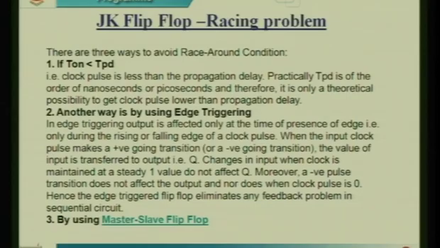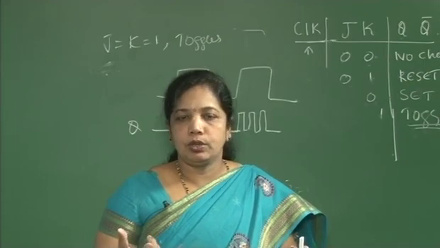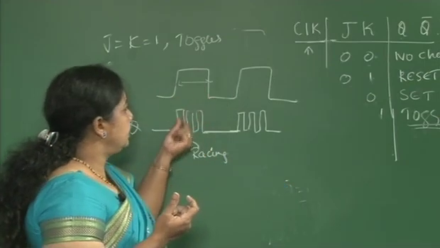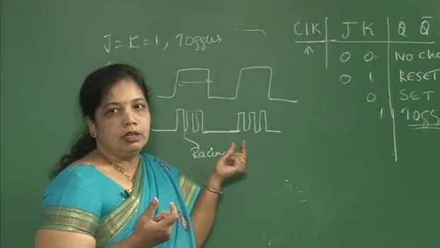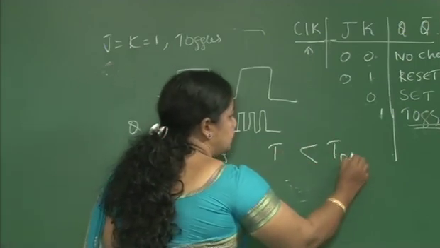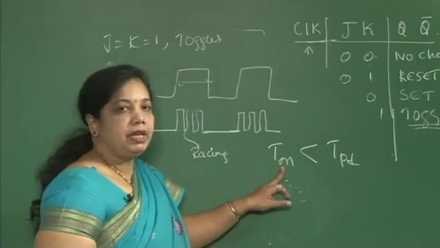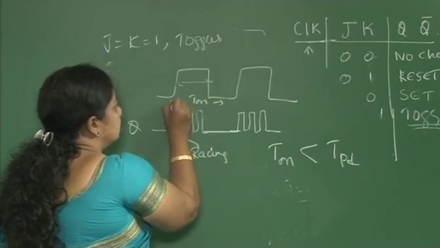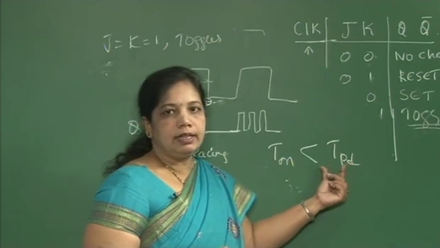So there are three methods wherein I can avoid this race around condition. Either I should make this clock pulse propagation delay less than this flip flop, practically which is not possible. Since this is propagation delay and this is clock pulse, the time period of this clock pulse, that is T on, should be less than TPD.